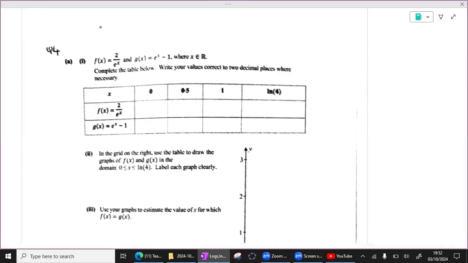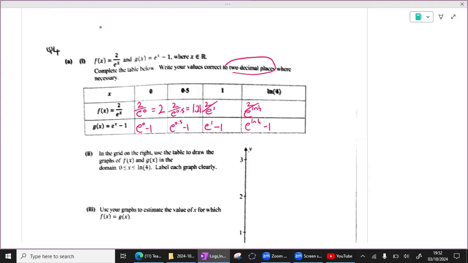So all you really have to do is you fill in 0 there, you fill in 0.5 there, you fill in 1 there, and here you're going to literally fill in natural log of 4. For the bottom one, again, you're just going to fill in your 0, your 0.5 minus 1, your 1 minus 1, and your e to the natural log of 4 minus 1. So you end up with anything to the power of 0 is 1. So you end up with 2 there. You end up with, when you put that into your calculator, 1.21.